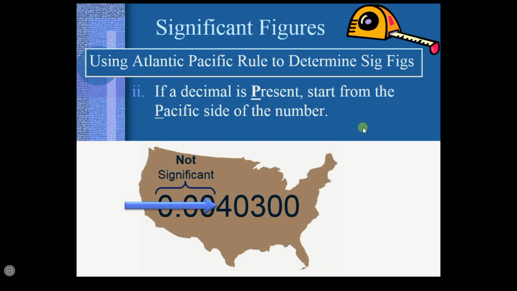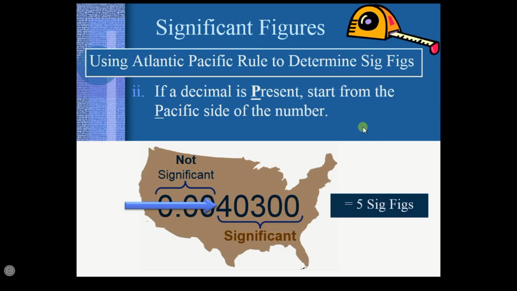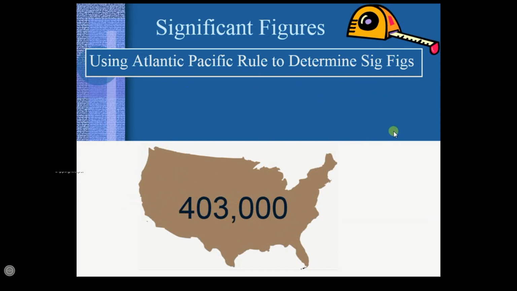Now, from the point you were stopped and for the rest of the digits over, those are significant digits. So all those digits at the end there are significant. So this particular number in this example had 5 sig figs. A decimal was present, we came from the Pacific side, the 4 stopped us, and everything from that point over is significant. Let's look at another example.